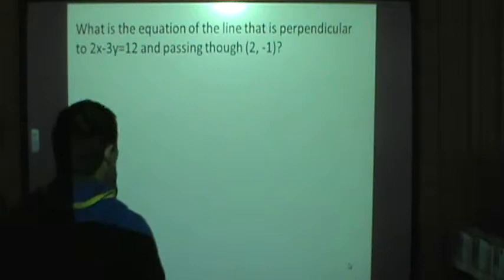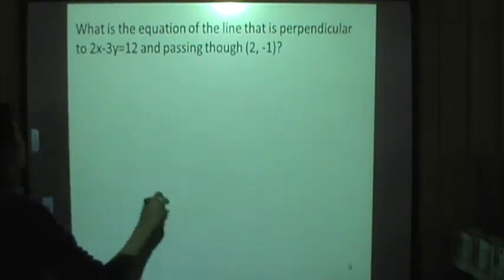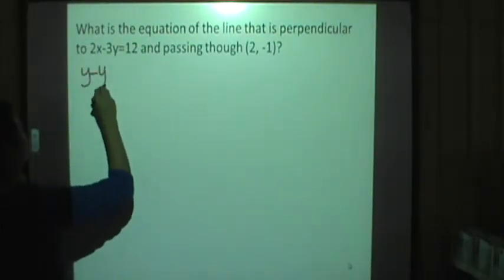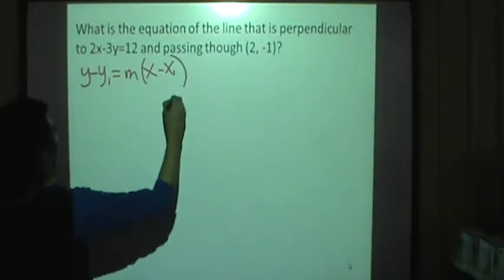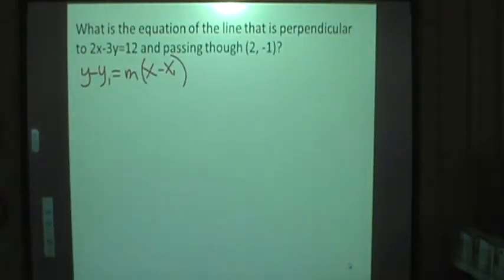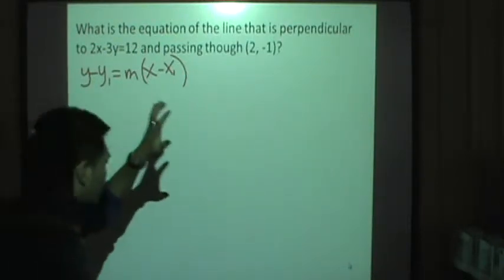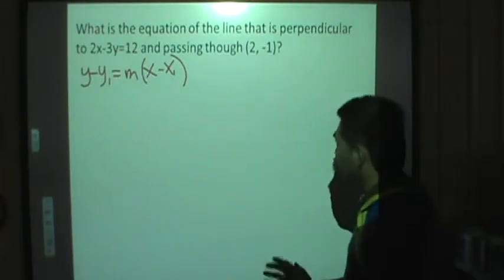Okay, here we go again. We are solving for the equation again. y minus y1 equals, okay? We are again solving for the equation. Now, for this formula, we need to figure out the equation first.